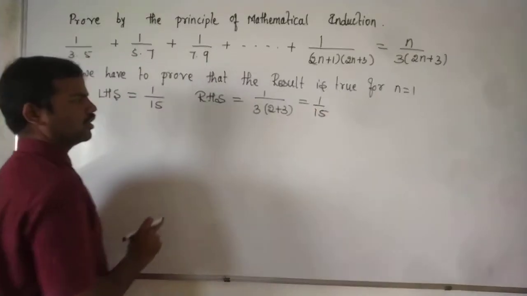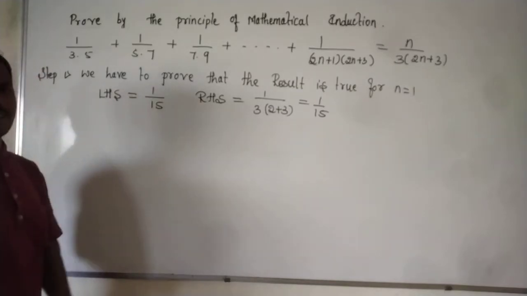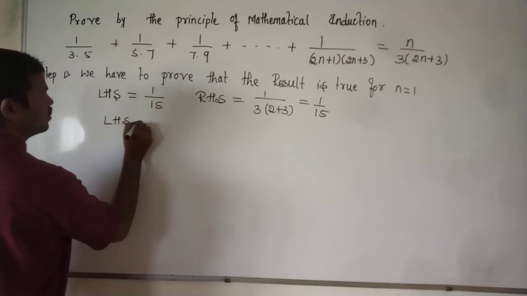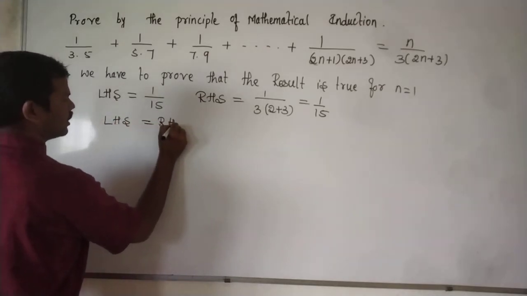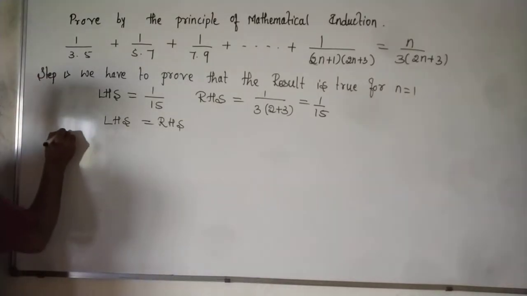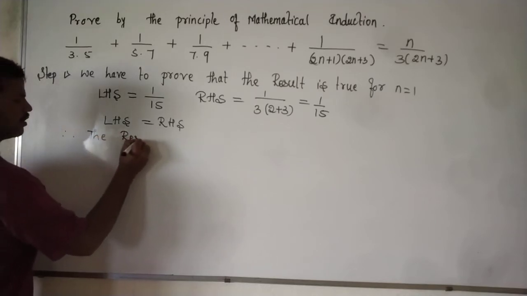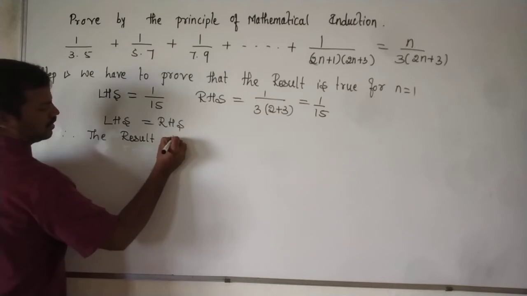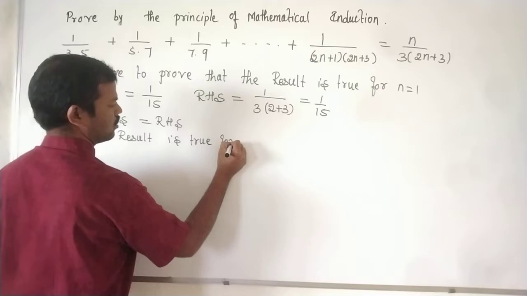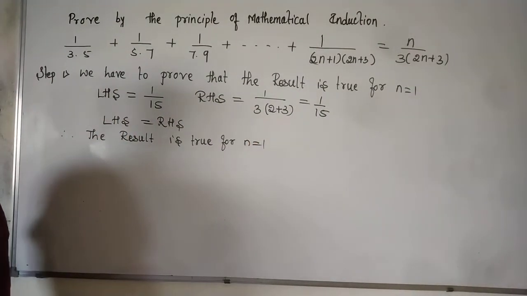Both RHS and LHS are equal. So what you can say is that LHS is equal to RHS. So then we can confirm that the result is true for n equal to 1. Therefore the result is true for n equal to 1.